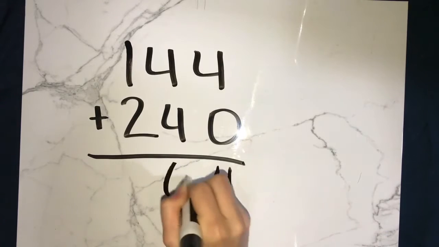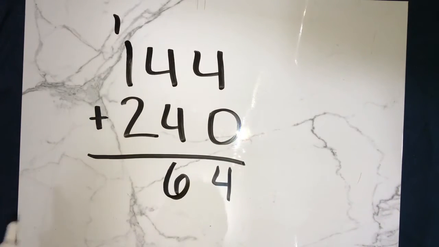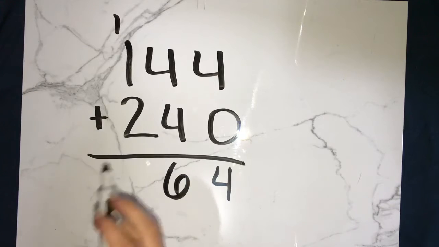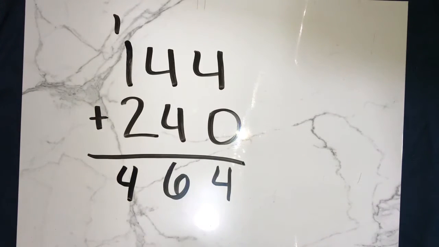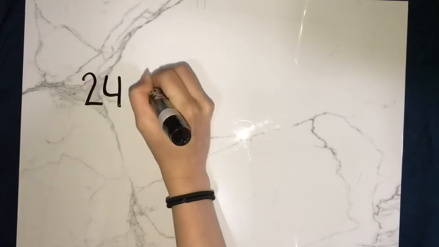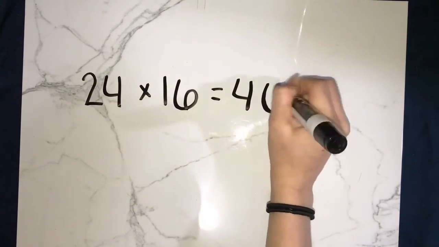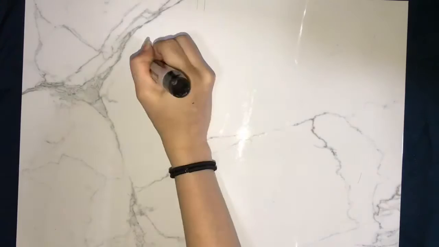And after we add them up, we'll get our answer to be 484, because I actually made a mistake here. 4 plus 4 is actually 8, so this should be 484. Alright, so I'm going to just rewrite this out for you. So 24 times 16 is 464.